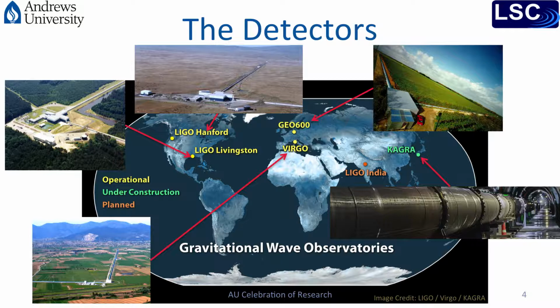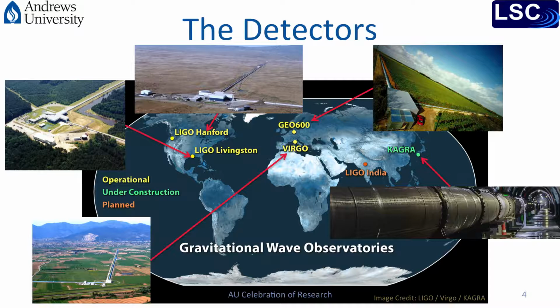Now, the GEO 600 detector is much smaller than the other three. It has arms that are only 600 meters long, as opposed to a few kilometers. But GEO 600 is still very important, even though it can't detect gravitational waves, because we use it as a test bed for new technologies that are later implemented in the larger detectors.